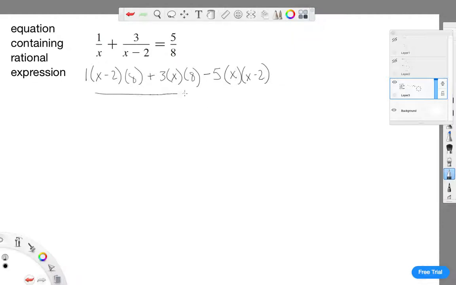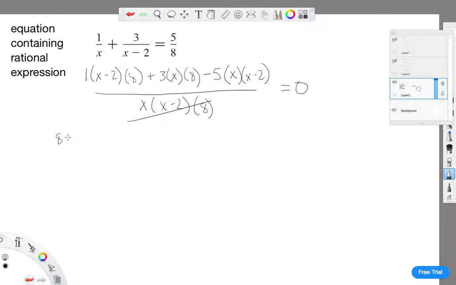And all of this is over x times x minus 2 times 8, and that's equal to 0. So we're going to multiply both sides. 0 times anything is equal to 0, so that denominator just disappears. That's convenient. Now let's expand and combine like terms.